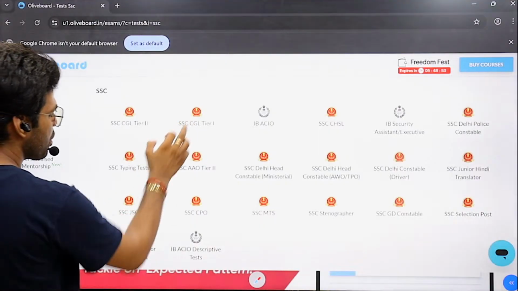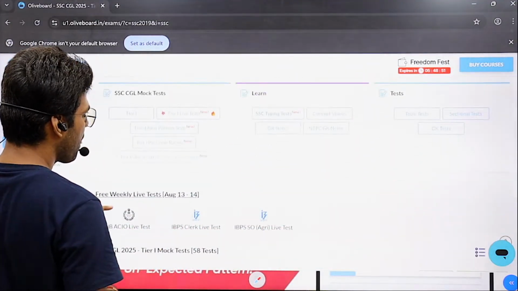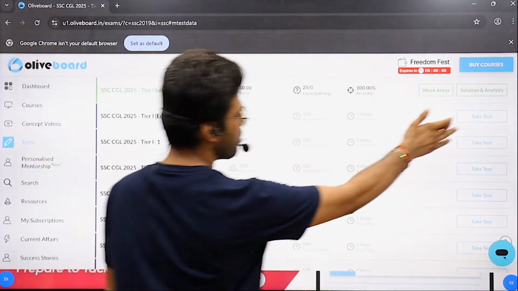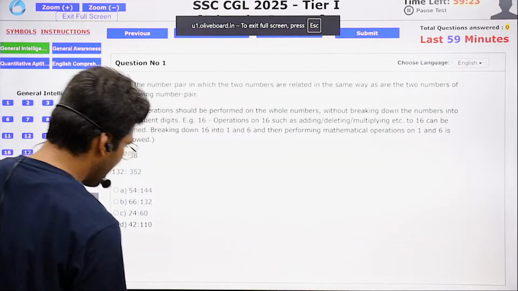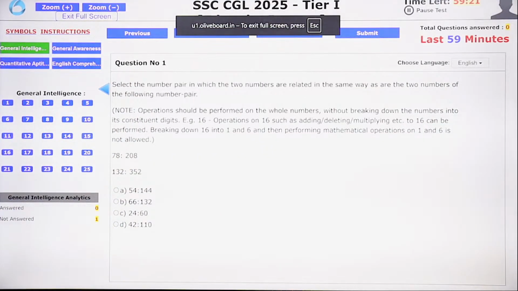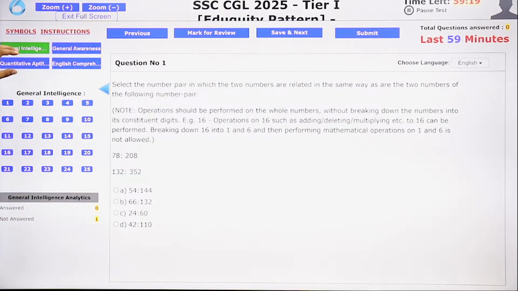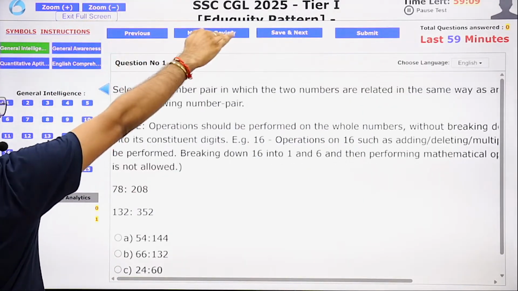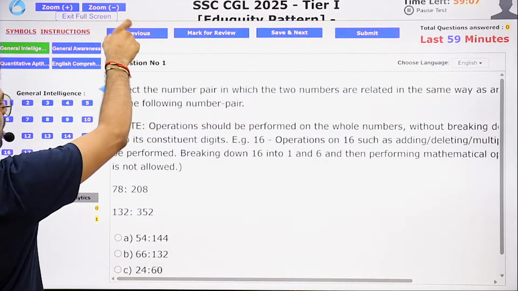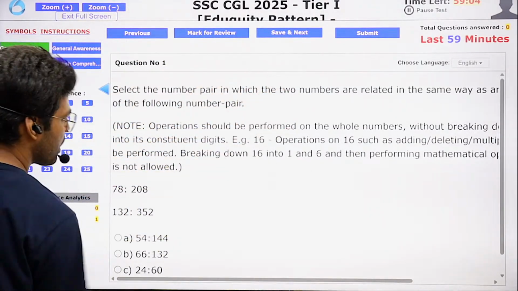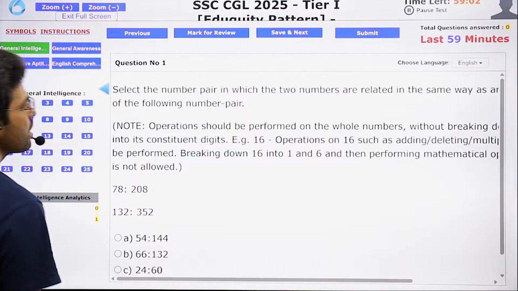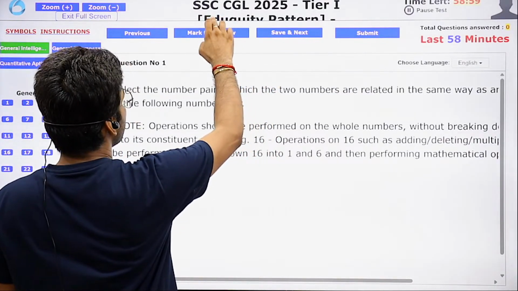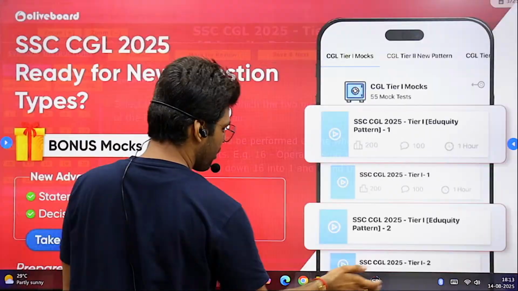I was supposed to show you the new interface first of all, where you can grab your free mock test and adapt yourself to the changes. There you have your topics, subjects, questions, analysis, answered, not answered. You have the flexibility of zooming in and zooming out, and all the tabs out here: previous, next, save and submit. Initially we used to have them on the right-hand side. So please adapt yourself and get ready for the main examination.